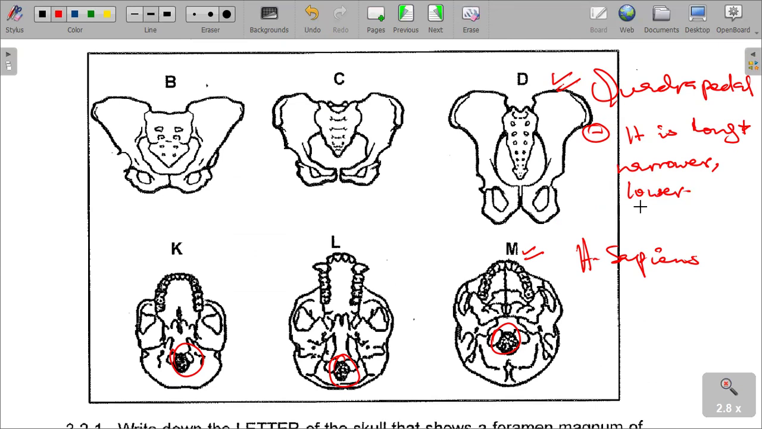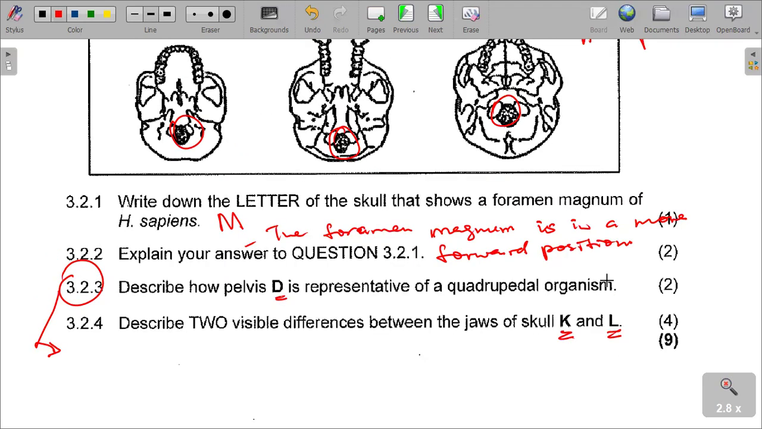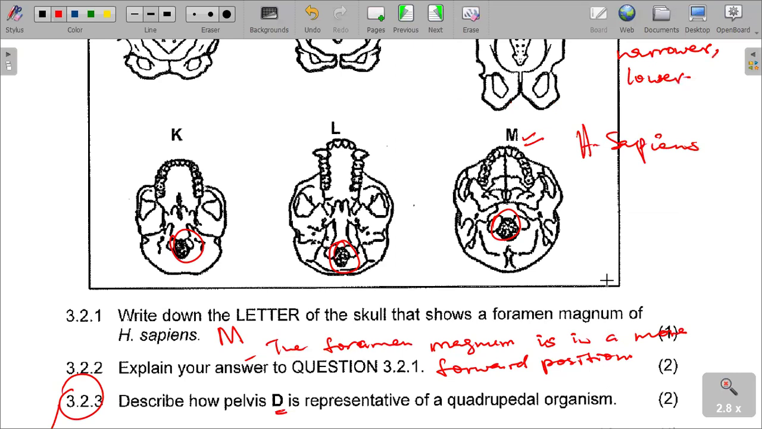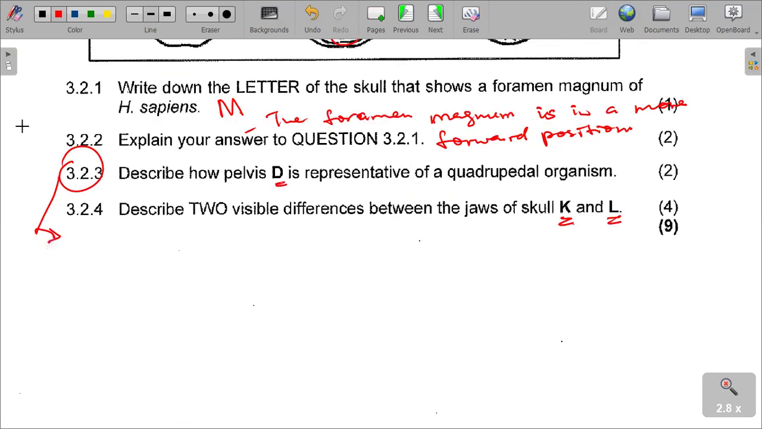And then the next question says, describe two visible differences between the jaws of skull K and L. As you look at them, what are the differences in terms of the jaws?